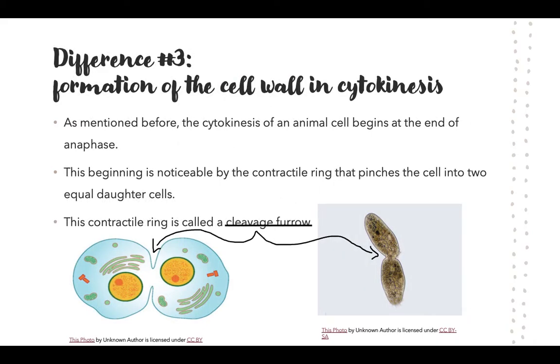So difference number three is the formation of the cell wall in cytokinesis. As mentioned before, the cytokinesis of an animal cell begins at the end of anaphase. It's noticeable if you look down at the diagrams below, where the arrows are pointing, the little indentation in the side. That's a contractile ring that pinches the cell into two equal daughter cells. That contractile ring is called a cleavage furrow, and the lack of a cell wall makes it so the animal cell can be squished together and pinched in between.